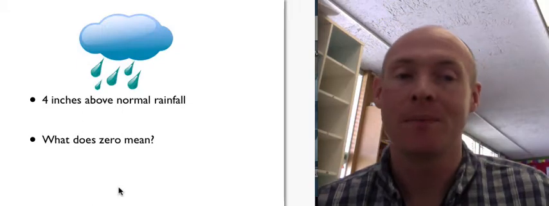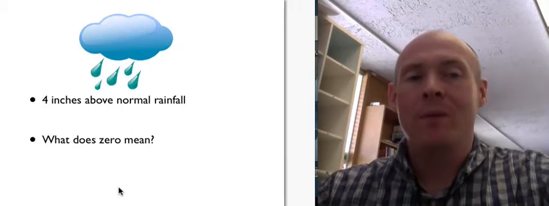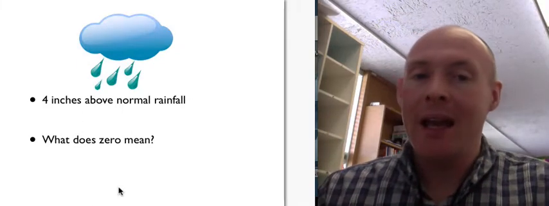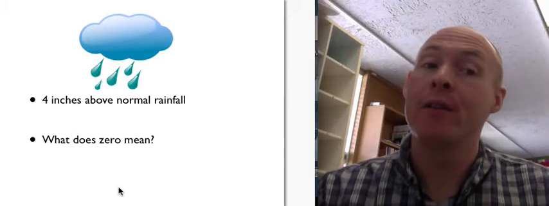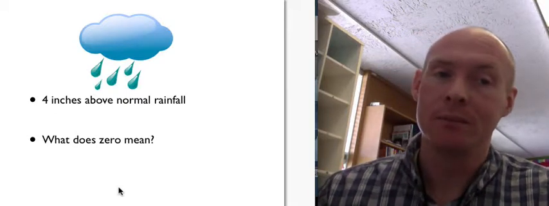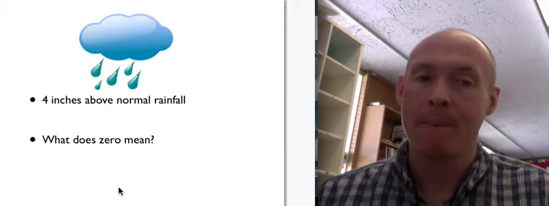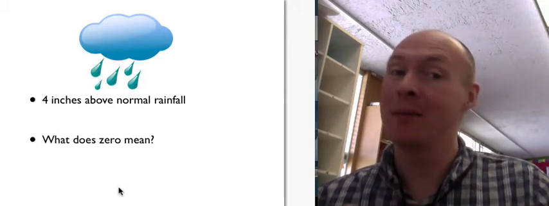Here's another example. What if it was raining and we received 4 inches above our normal rainfall? What integer would that be? And also, what does 0 mean in that situation?